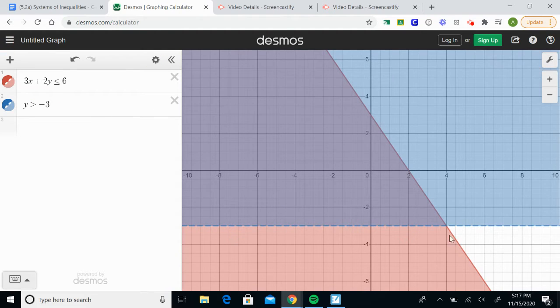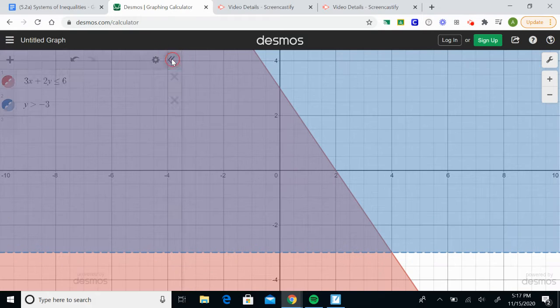Okay, so here are my two graphs. So the system has a double shaded area over here in the purple. Notice it's a dashed line for my second equation, y is greater than -3, because it is a greater than, not a greater than or equal to, while I have a solid line here because it's a less than or equal to.